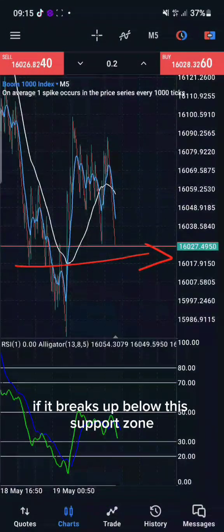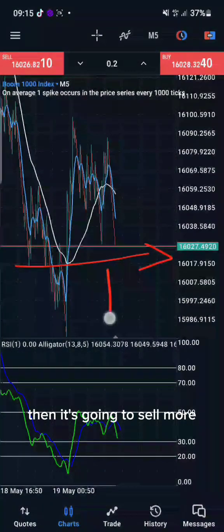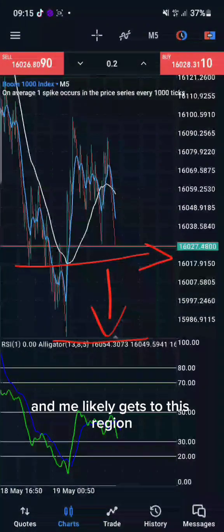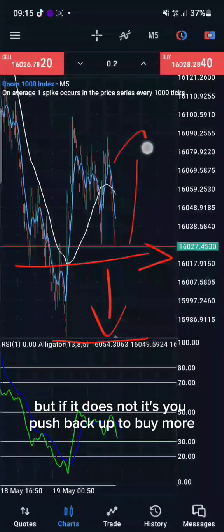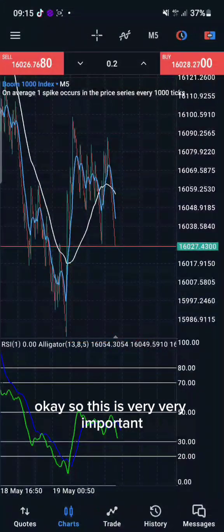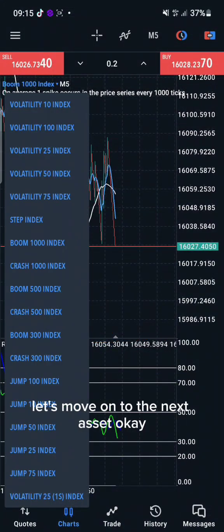If it breaks out below this support zone, then it's going to sell more and may likely get to this region, but if it does not, it will push back up to buy more. Okay, so this is very important. Let's move on to the next asset.